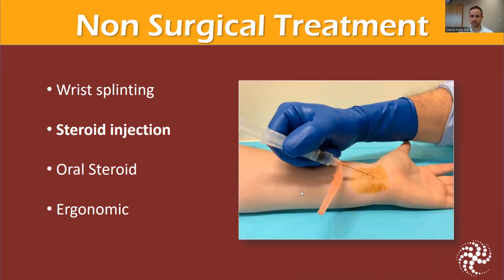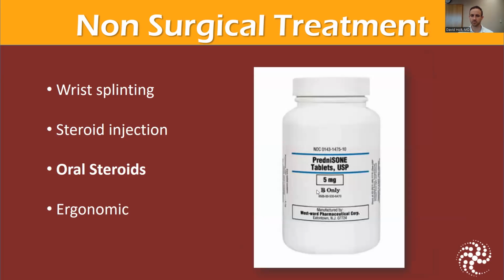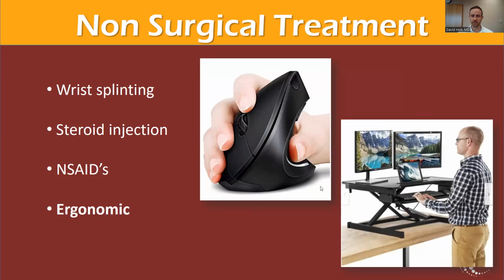So steroid injection we talked about. This is how we do it here in clinic. Basically place a needle into the carpal tunnel, not into the median nerve itself, of course, but around the nerve, and inject a steroid to give a good anti-inflammatory and hopefully decrease some of that swelling and inflammation right around the nerve. Oral steroids, prednisone is a very classic or common oral steroid. There's some others that we can use as well. And then ergonomic changes, just feedback from patients and recommendations for some people.